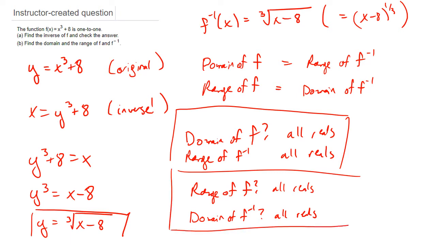Okay. Depending on how exactly you have studied polynomials, you could also observe f of x is a polynomial of odd degree. Polynomials of odd degree always have a range of all real numbers. So if you observed that f of x, x cubed plus 8, is a polynomial of odd degree, the degree is 3, you could immediately say the range of f is all real numbers, and then you would immediately know that the domain of f inverse was also all real numbers.